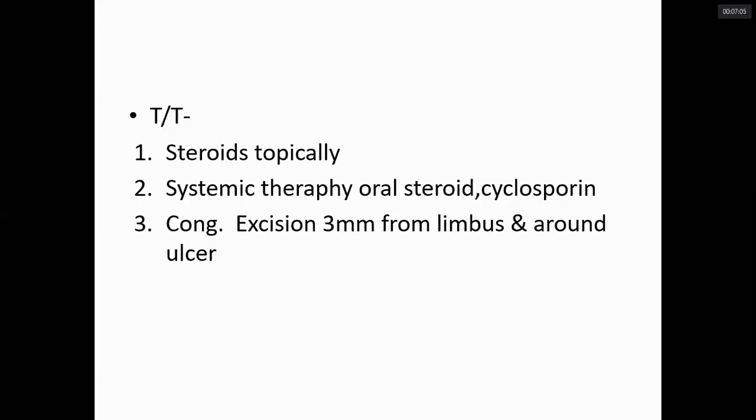Treatment. In case of marginal ulcer, the treatment of choice is steroid drops. Depending upon the severity, you can give 4 times or 6 times a day. And systemic therapy like oral steroid or antimetabolites like cyclosporine can be given. Next is surgical treatment: excision of 3 millimeters of the cornea around the ulcer area. This is the best method so that the enzyme will not replicate and will not disturb the cornea.